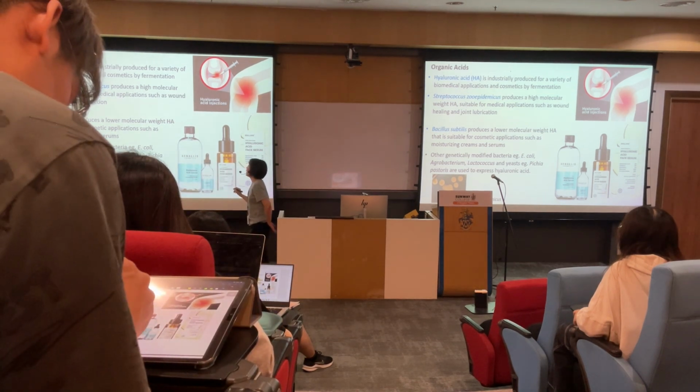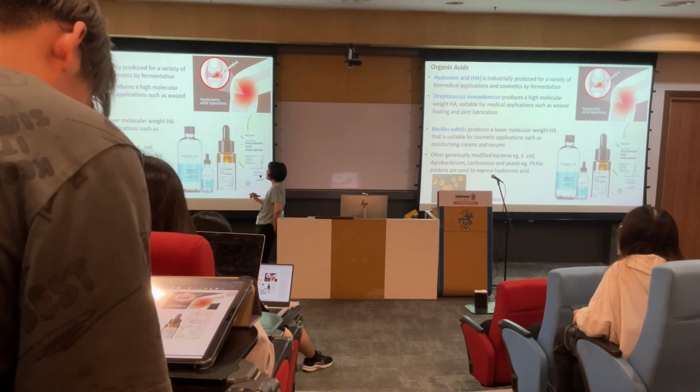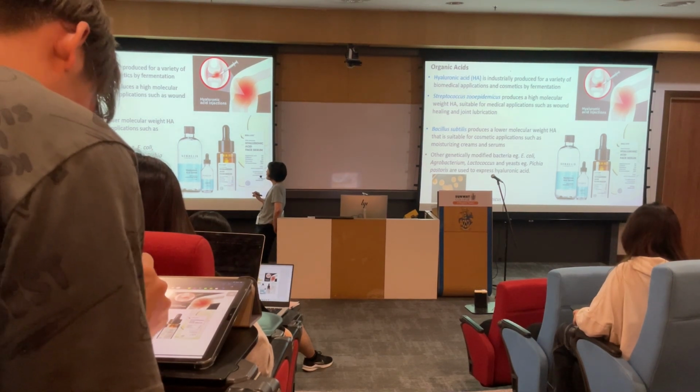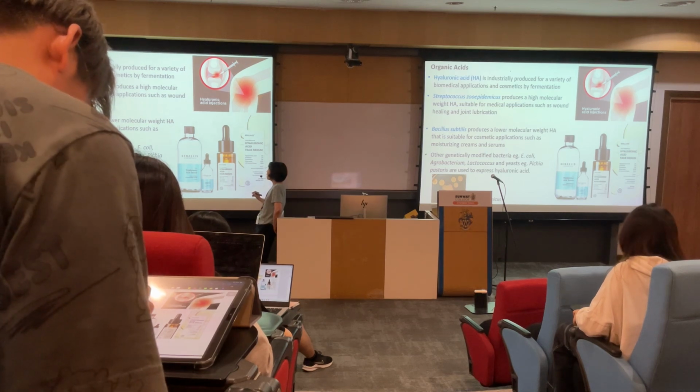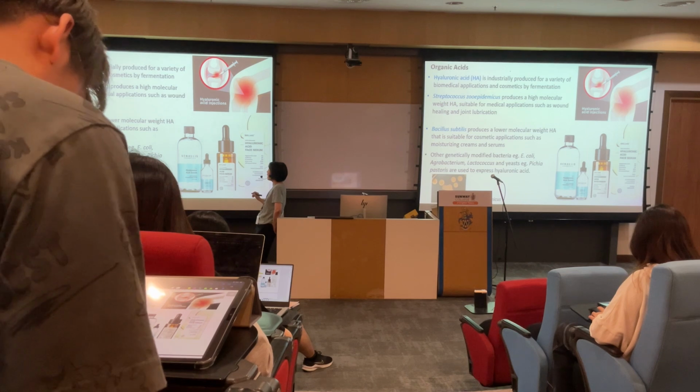So other microorganisms can also be used, such as E. coli, Agrobacterium, Lactococcus, or yeast, like Pichia. They all can be used as alternatives for producing the hyaluronic acid.